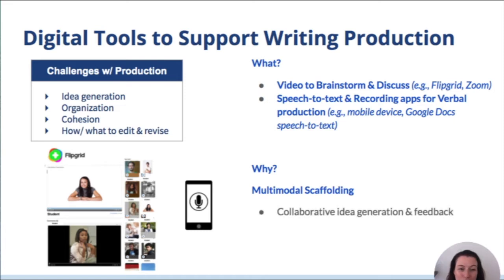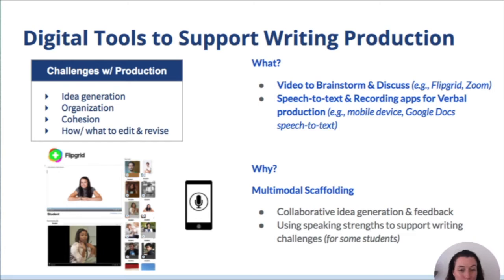Collaborative idea generation and feedback can help students get the ideas that they need to be ready to begin writing. Also, if students are strong speakers, like many Generation 1.5 students, they can use that strength in order to support the writing challenge by using speech to text or audio recording before they write. Also, for many students, I think writing is hard. So if they get to say their ideas out loud and then put it into writing, that's a really helpful support.